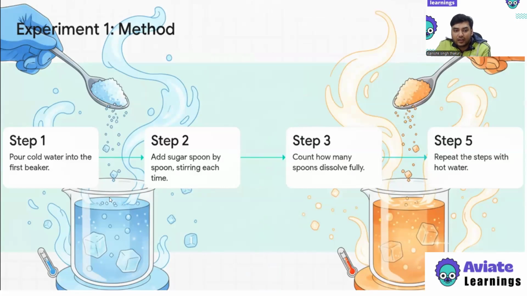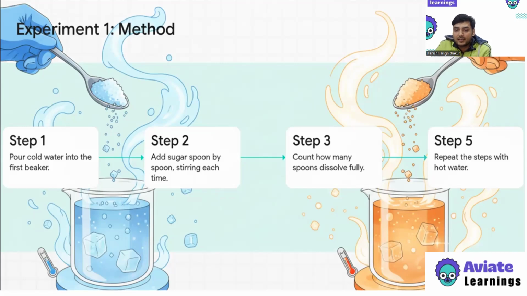Step one, I'll pour cold water into the beaker and then add spoons of sugar, counting how many spoons I can dissolve in the cold water. Likewise, I will keep adding sugar with a spoon to the hot water, and see how many spoons I can add.